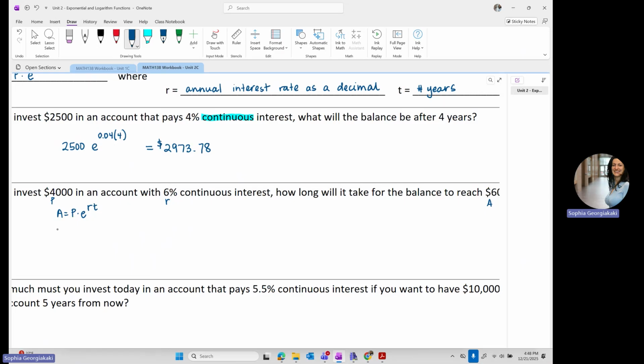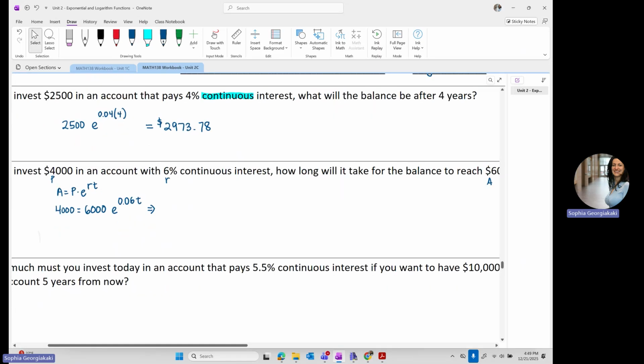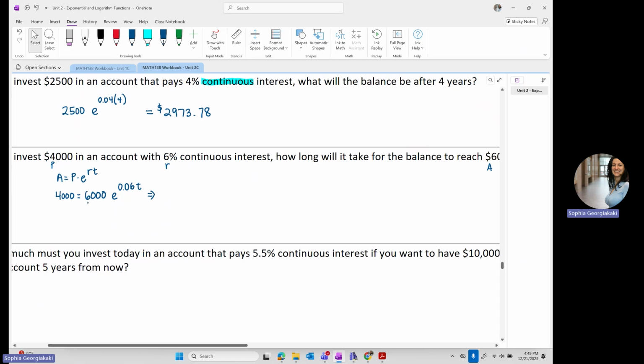So I'm trying to solve the equation 4,000 equals 6,000 e to the 0.06 t. This is an exponential equation. I need to remember how to solve that. So first I'm going to divide by the constant that multiplies the exponential. My goal is to isolate the exponential. So I will get 4/6 equals e to the 0.06t.